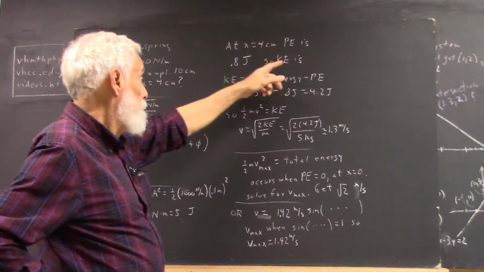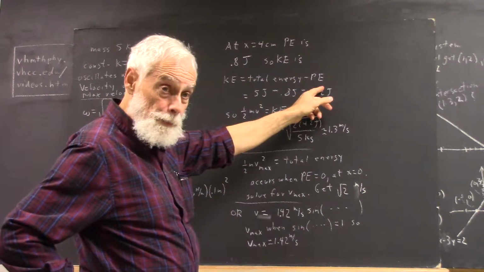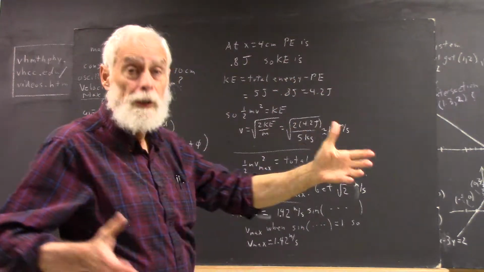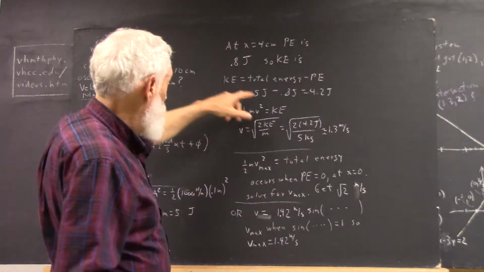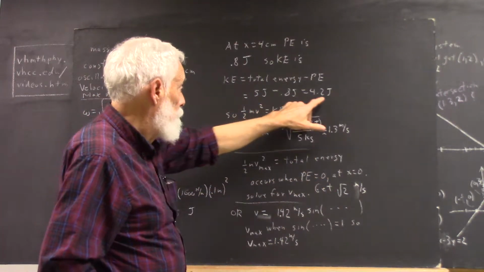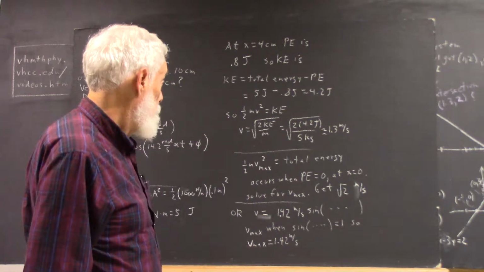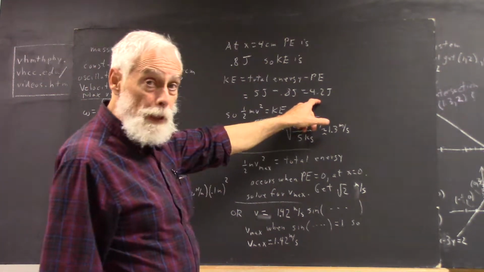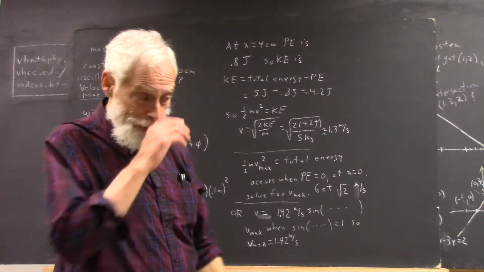It follows then that the kinetic energy is just the total energy minus the potential energy. Why is that? Well, because total energy is kinetic plus potential. Think about it. 5 joules minus 0.8 joules is 4.2 joules. Now, we've got a mass of, what was it, 5 kilograms, and 4.2 joules of kinetic energy.